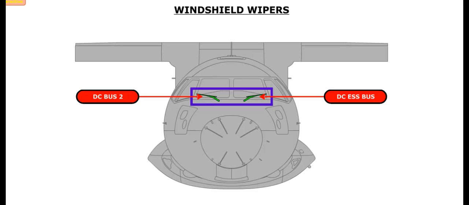Two windshield wipers remove rain from the two forward windshields. Each wiper is driven by a two-speed DC electrical motor. The captain's windshield wiper is powered by the DC Essential bus, and the first officer's windshield wiper motor is powered by DC bus 2.